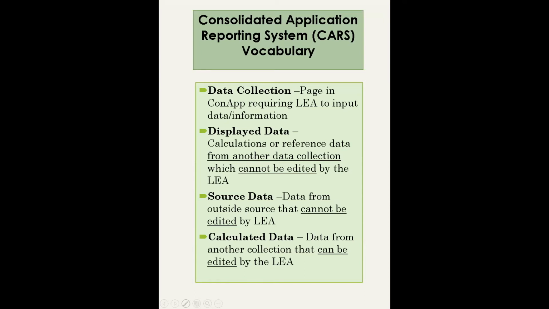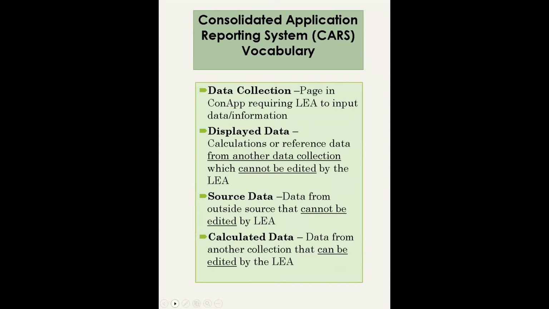Calculated data is data from another data collection or the same data collection that is added up in the system, and it can be edited. So if it's calculated data, you may put a number in one place and then you put another number, and those two pop up to a calculated amount. So you have to go back. If it's on a previous page, you have to go back to the previous page to change that amount in order to change the calculated data, but you can edit it. So you can see there's a lot of kinds of numbers that pop up in there, and you want to know where they come from so you know how to fix them, or if you can change them.